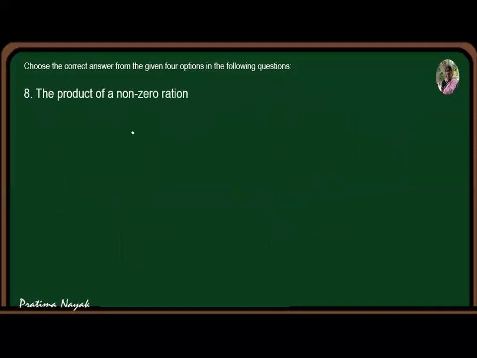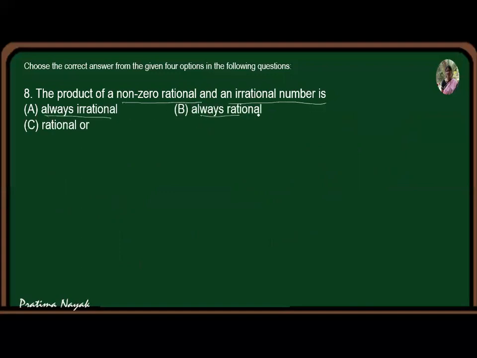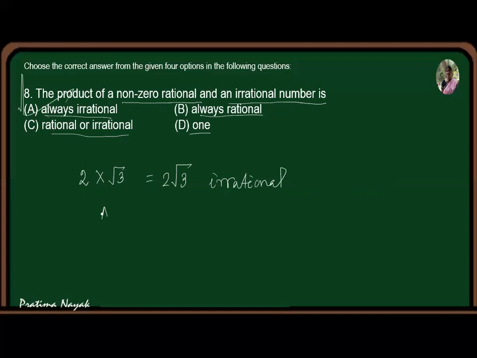Question number 8. The product of a non-zero rational and an irrational number is always irrational, always rational, rational or irrational, whatever it may be, or it will be always 1. Suppose I take the rational number 2 and the irrational number I multiply, root 3. So how much will the answer be? Twice root 3. Is it rational or irrational? It will be always irrational. But if it will be 0, then we will get rational. So A is the answer.